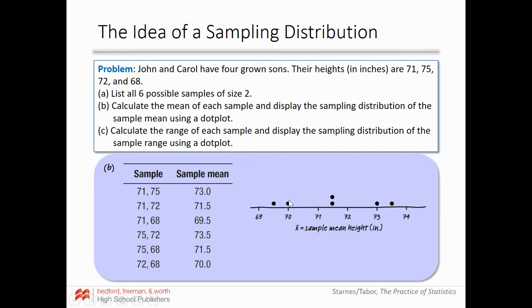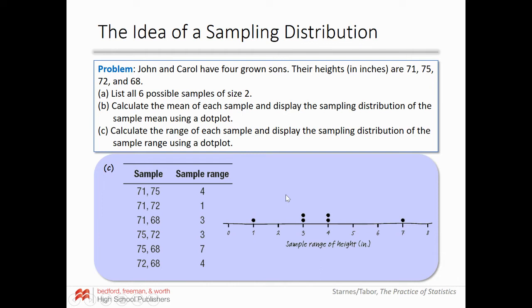So each one is a sample mean now, and they're all of the same size too. So since they're all the same size, and this is every possible combination of size 2, this is the sampling distribution of John and Carol's 4 sons of sample size 2. All right, that's what the sampling distribution looks like.